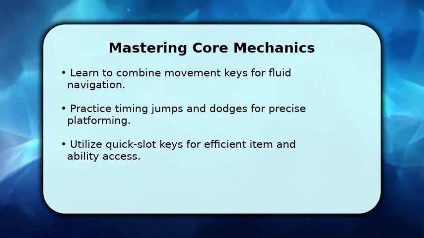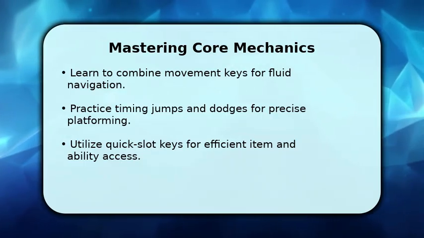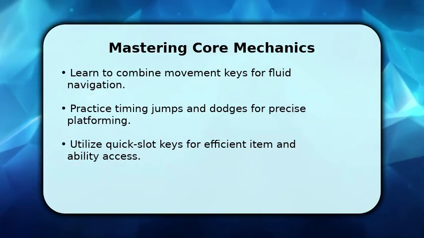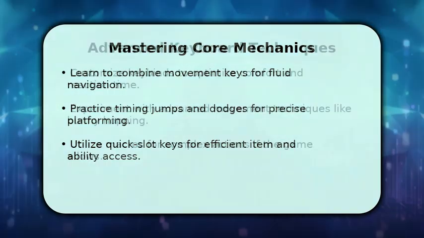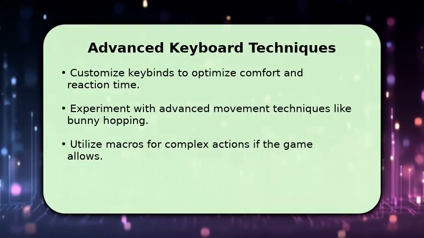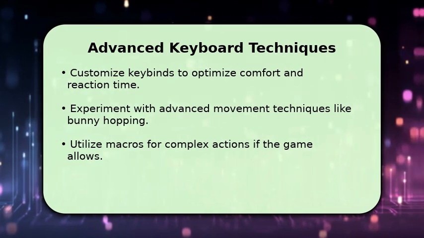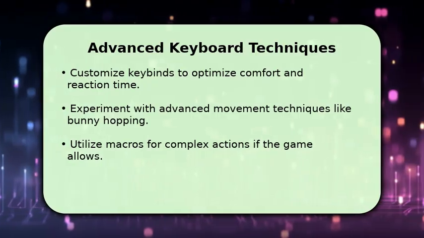Assigning frequently used items or abilities to quick-slot keys, such as the number keys 1 through 5, can significantly speed up your reactions during intense moments. To truly excel, consider customizing your keybinds. Moving frequently used actions closer to your left hand, for example, can shave off precious milliseconds.